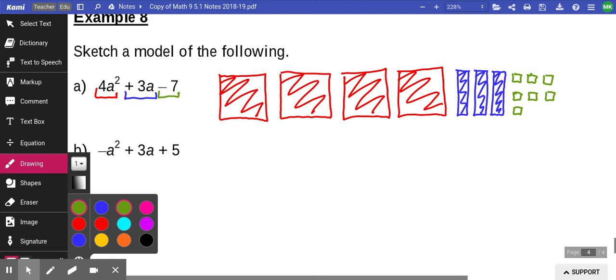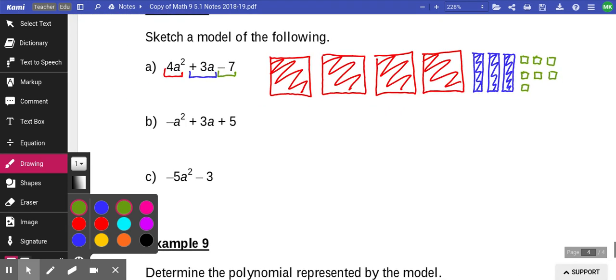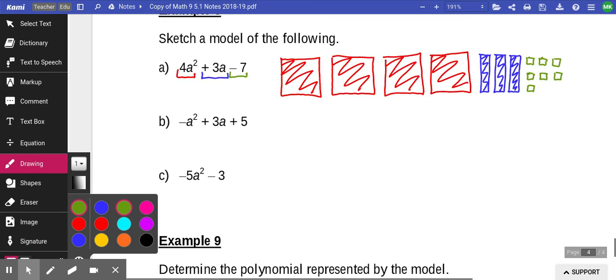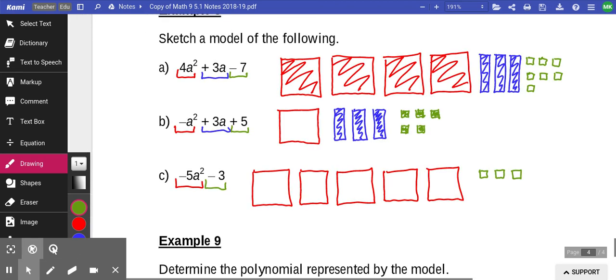I want you to try to do the next one with algebra tiles on your own. So try to do the next 2. Represent them with algebra tiles. My answer is already up on the board, so you can check to see if you're right. The first one had a negative a squared, so that's 1 big block and it's negative. Then I had a plus 3a, that means I have 3 of the long skinny ones. And then I have plus 5, that's the 5 little tiny ones.